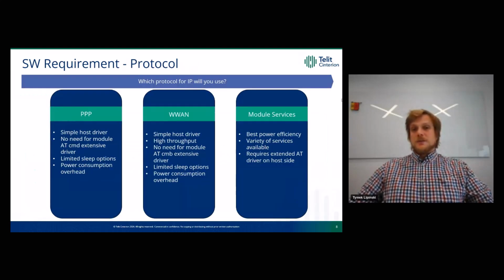Protocol selection. Well, we have a wide variety of options to choose from. We have Point-to-Point Protocol, in other words PPP. We have W1 and module services. Both PPP and W1 provide a simple host driver. They don't need an extensive AT command driver to service the module AT commands and functions, but they have limited sleep options and they have slight power consumption overhead.